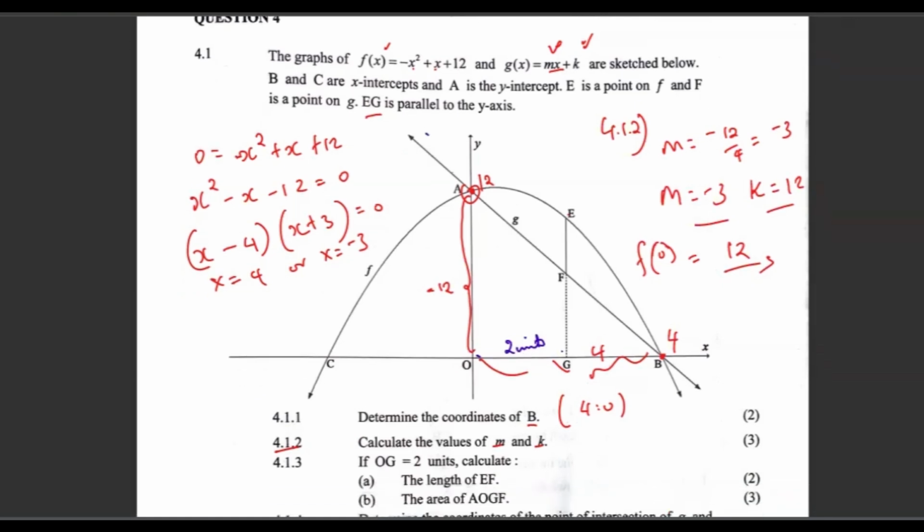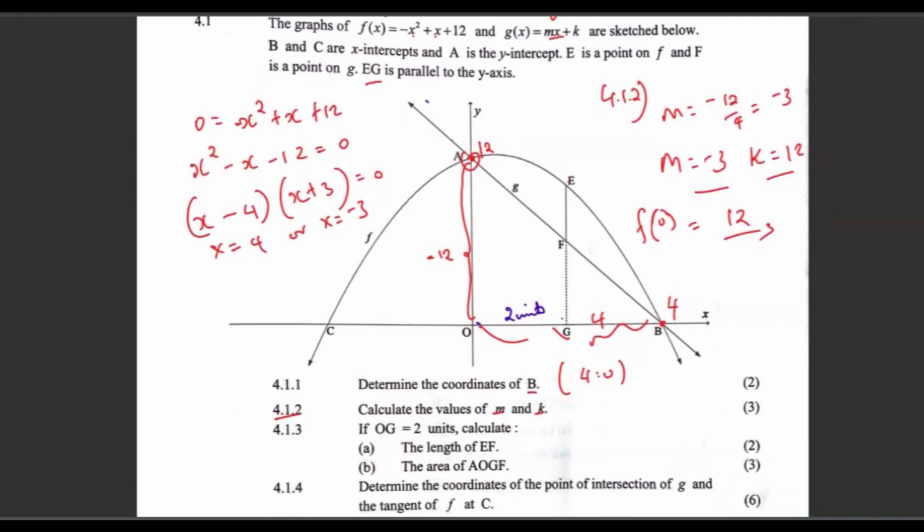Okay. They want us to calculate the length of EF, this distance. So if this is 2 units, which means that G is a point where X is a 2. Okay. So for me to get this distance, I need to get the difference, or I can do the substitution of X is a 2 at this point. What will be the Y? Okay. So that will be, remember, it is negative 3X plus 12. So if I put a 2, my Y is going to be a 6.